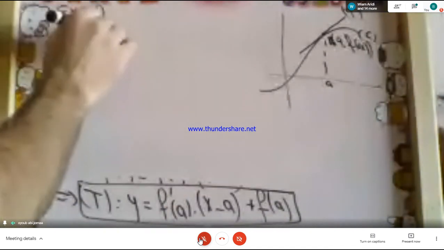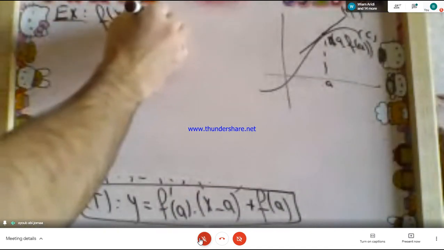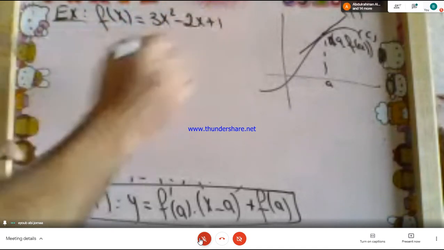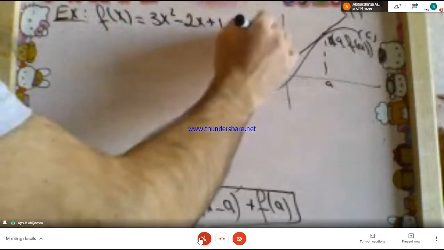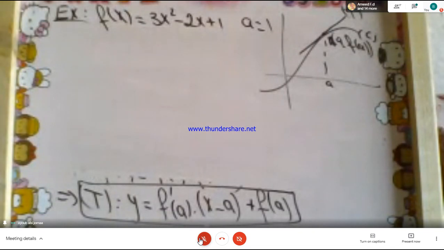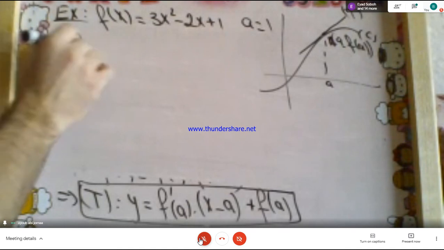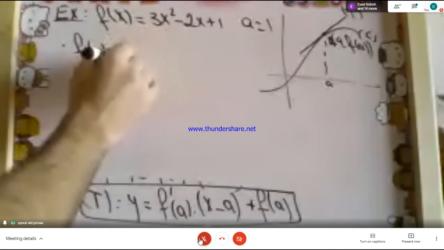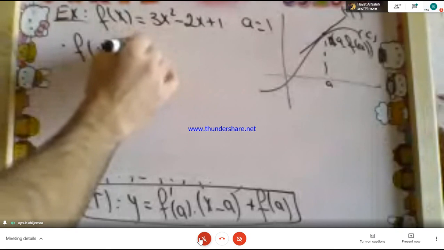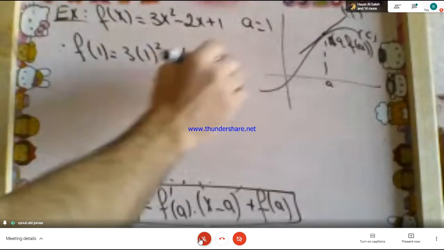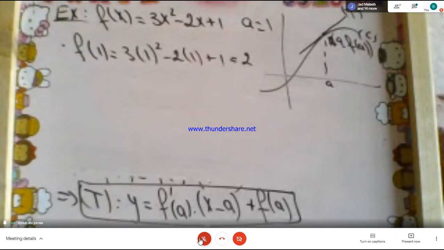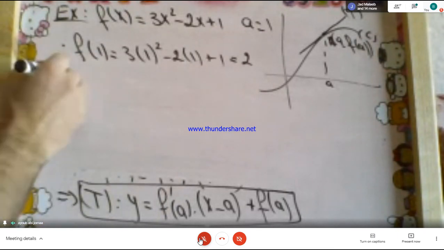Example. Let's say f of x is equal to 3x squared minus 2x plus 1. Okay, and let's find the equation of the tangent line at x equal 1. Okay, and the equation here, correct? You need f of 1 and f prime of 1. F of 1: replace x by 1 here. 3 times 1 squared minus 2 times 1 plus 1, and the answer is 2. Okay? Right. And we need f prime of 1.